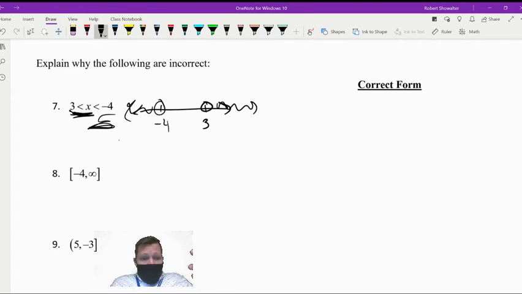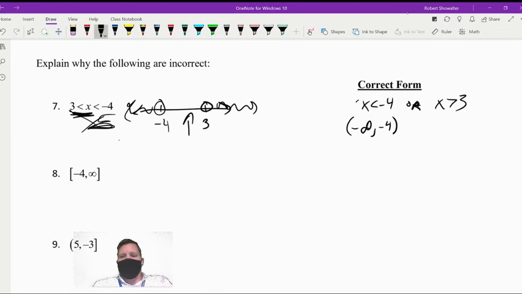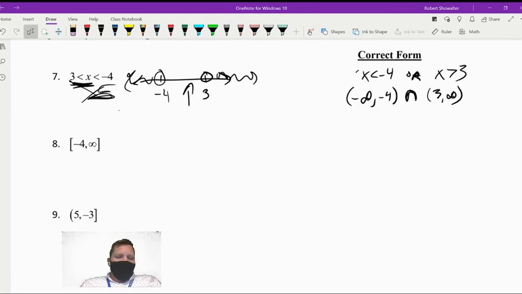So instead, if we wanted to represent that graph, we would say x is less than -4, or, the word or, because they're pointing opposite ways, x is greater than 3. As an interval, that would be -infinity to -4, parentheses, then that fancy upside down U symbol. What's up? It means union. And then 3 to infinity.